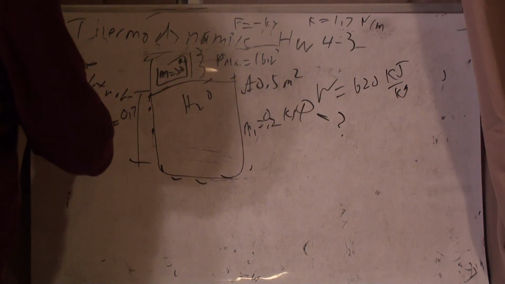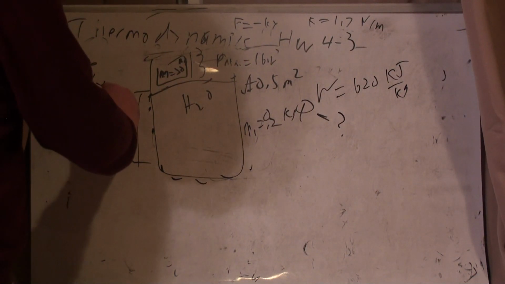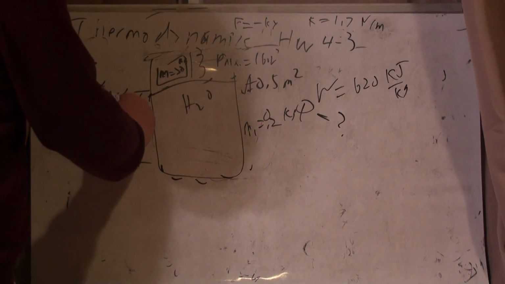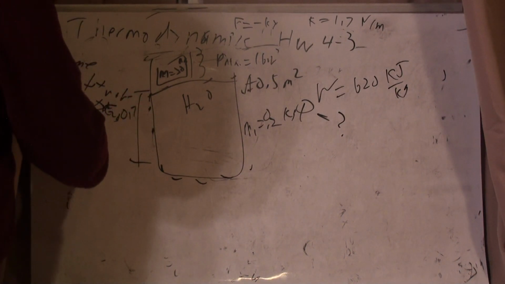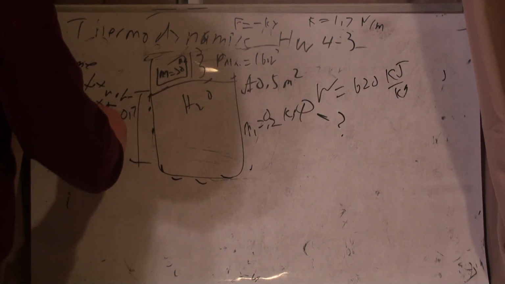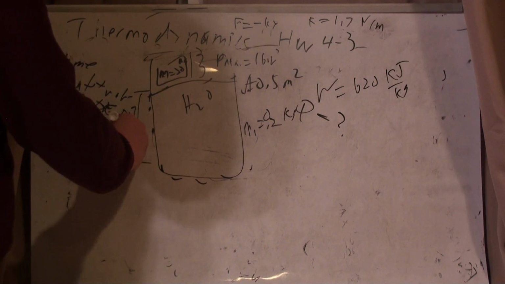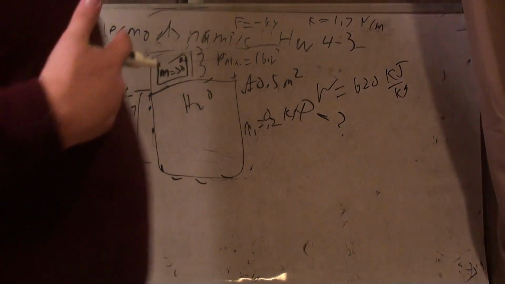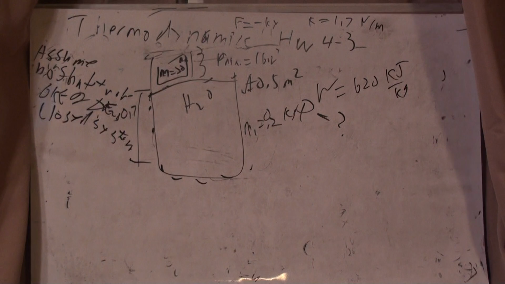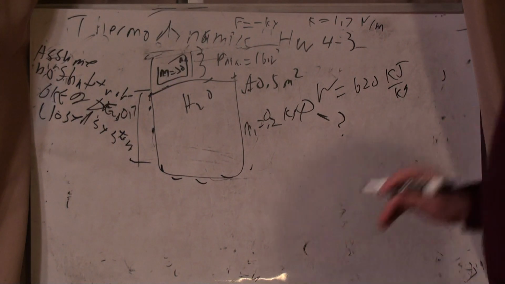Now we do know that delta KE and delta PE are about 0. And we do know it's a closed system. So we do know those things, so everything else we can kind of glean from that, and just move forward with those as our assumptions right now.